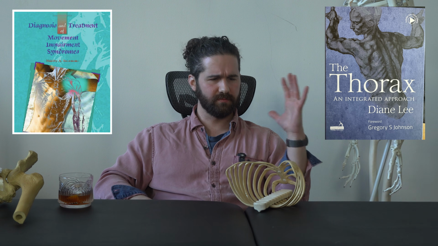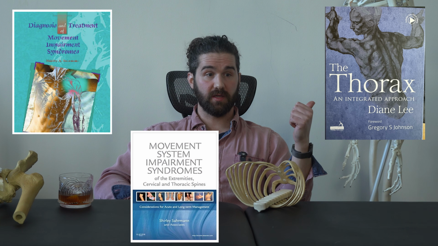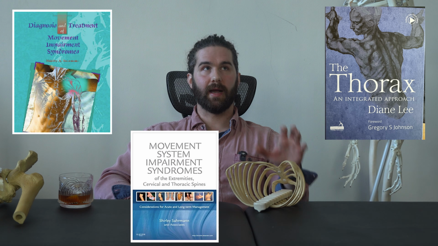With that said, when I look at those texts, The Thorax by Diane Lee, Diagnosis and Treatment of Movement Impairment Syndromes, or Shirley's other book, Movement Impairments of the Cervical and Thoracic Spines and Extremities, I like to ask how much volume is in there. Is there a lot on the infrasternal angle or just a little bit? Across Shirley's two books, which I think are absolutely crucial texts, there's two to three pages. In Diane Lee's text, there's literally zero mention of the infrasternal angle. So across those texts, there's not much mention of it.